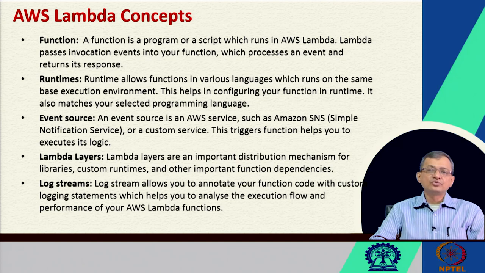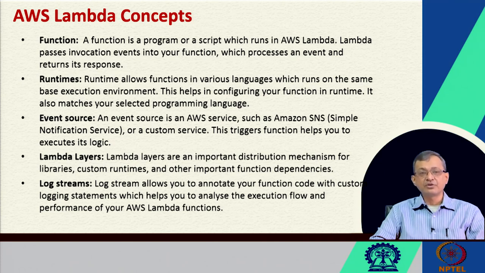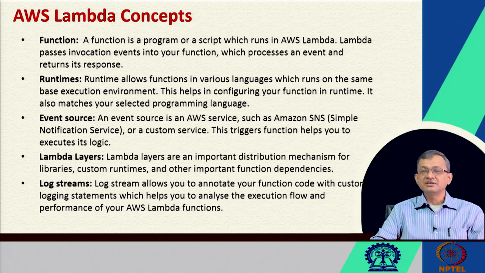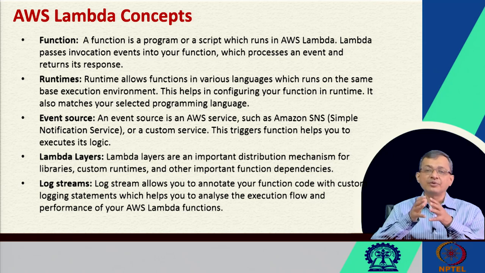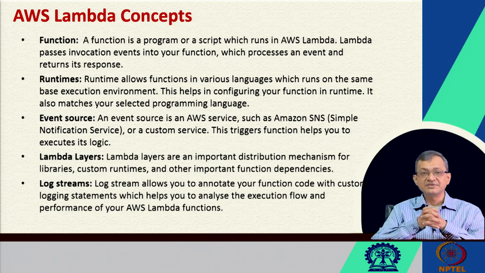So, what are the different components which we see when we execute a code? One is the AWS Lambda function. A function is a program or a script which runs in AWS Lambda, right. Lambda passes invocation events into your function, which processes an event and returns its response, right. That means the code you upload runs when some event is generated by your AWS services.